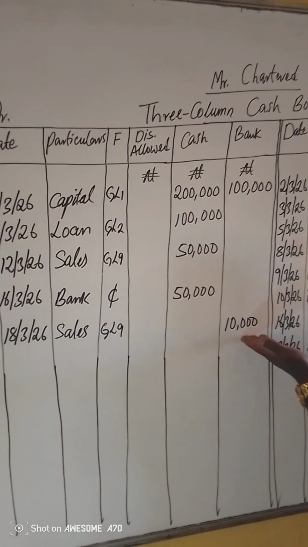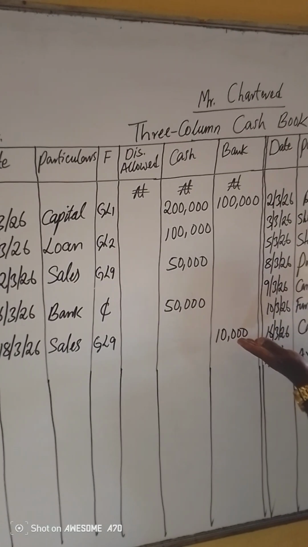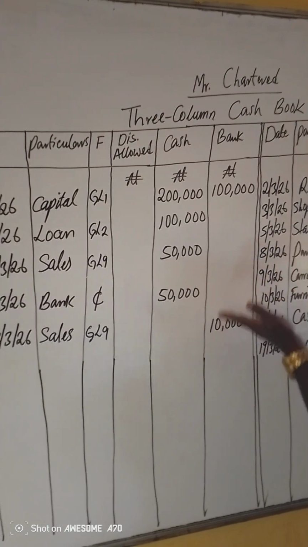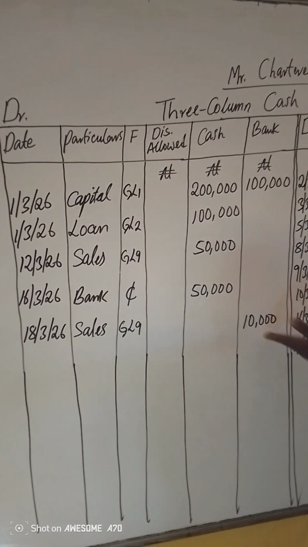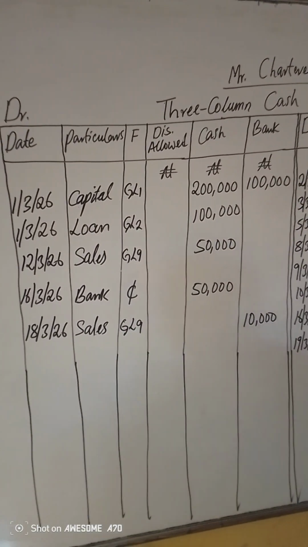And that is why the transaction is recorded this way. The amount is recorded as cash, but it was not into the business cash; the amount was settled into the bank account for the business.